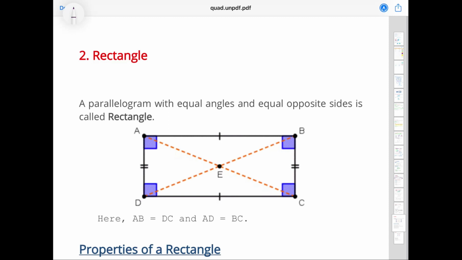In the same way, the difference between a square and a rhombus is also the same. The diagonals are not equal in a rhombus, and the diagonals are equal in a square. So this is a very important difference between these two, and the other properties are just the same.